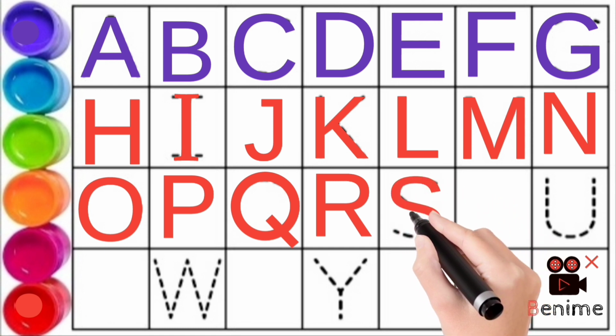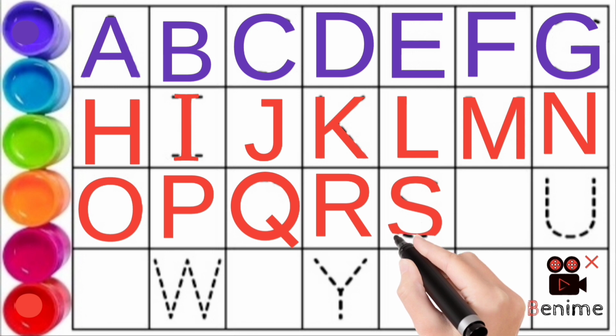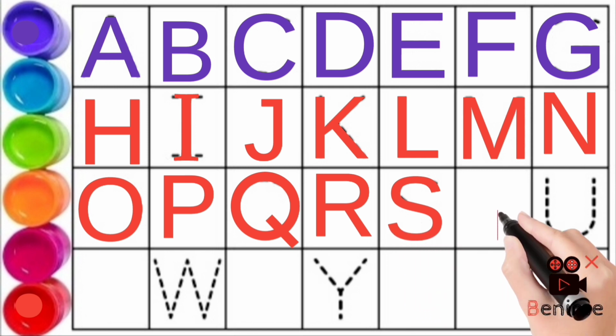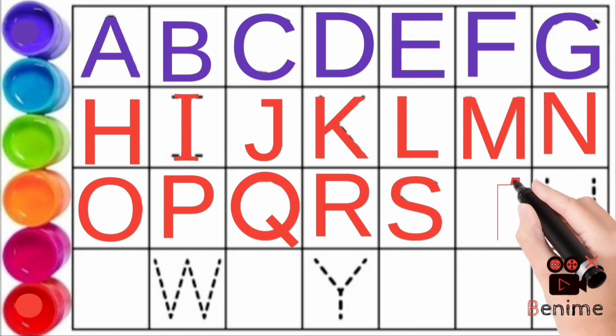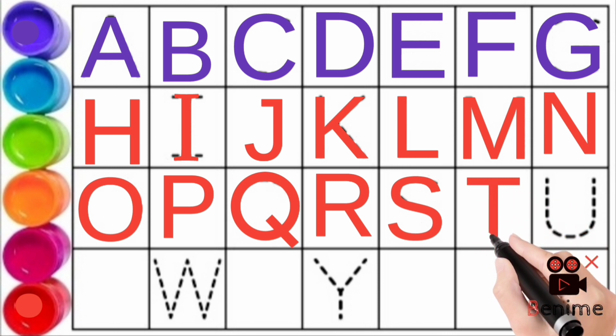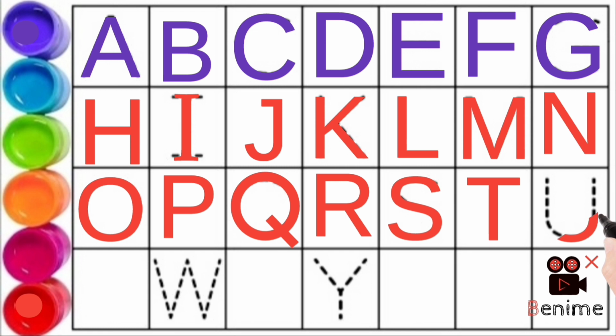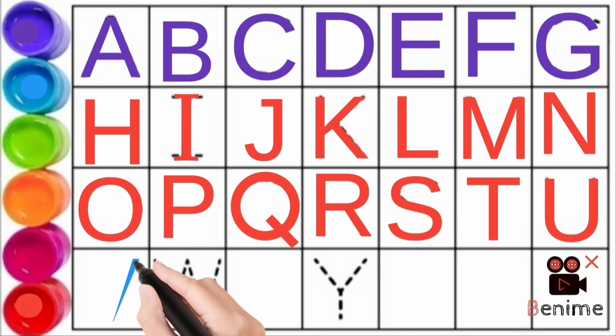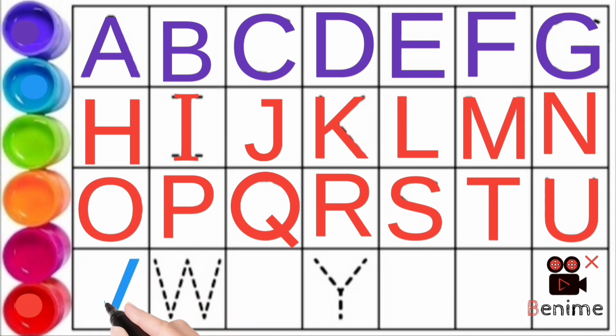S for sun. T for telephone. U for umbrella. V for van.